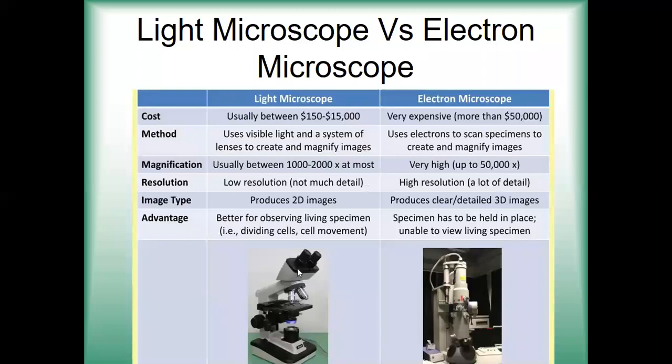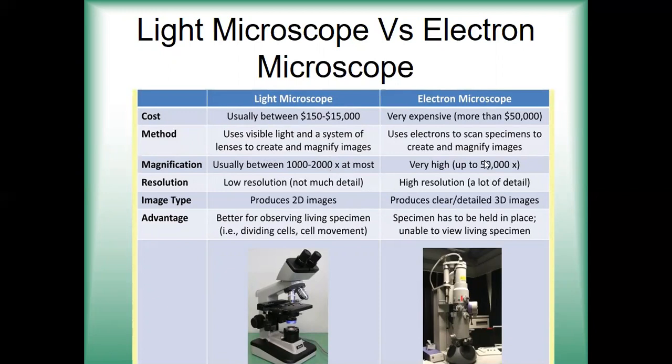Now here in the light microscope, they use visible light, from any of the light sources, for observing the object which is kept under it. Whereas the electron microscope uses electrons to scan specimens and to create magnified images. The magnification of a light microscope is usually between 1000 to 2000 times at most. So whatever specimen you keep under the microscope, the magnification will be 1000 to 2000 times of that specimen.